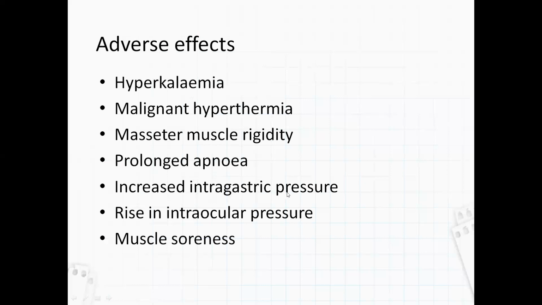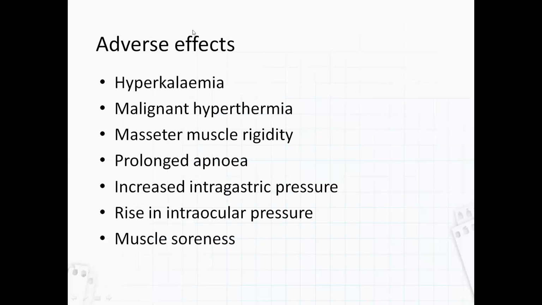Increased intragastric pressure can also happen, because of which the patient might feel nausea or vomiting. And rise in intraocular pressure, this might be because it is also affecting the choroidal vessels. It might be the cause. Coming to muscle soreness, because there is continuous twitching and fasciculation in the starting. After all of this has happened, the patient might feel muscle soreness, pain in the muscles.